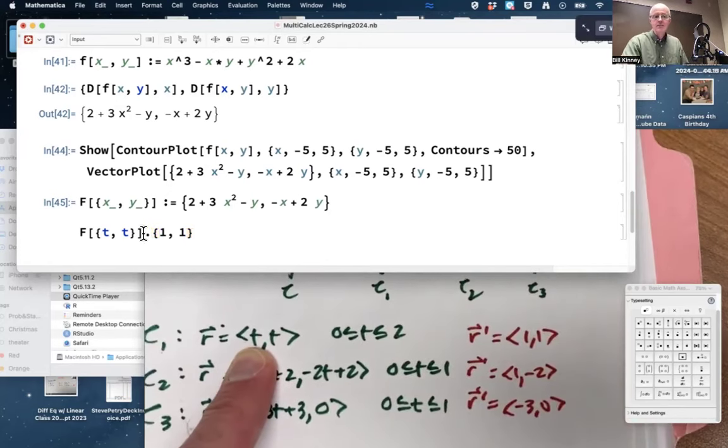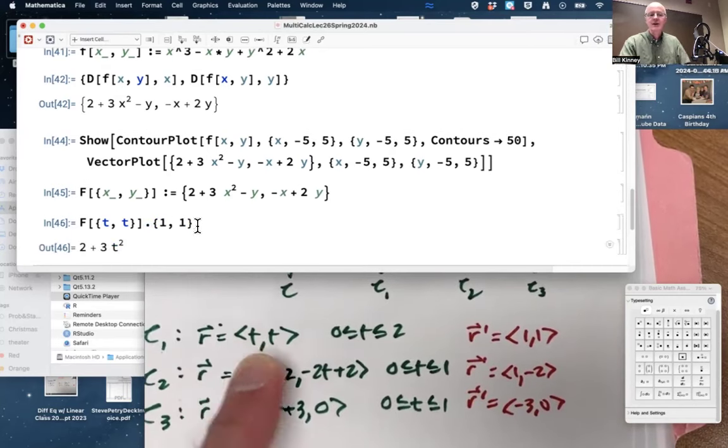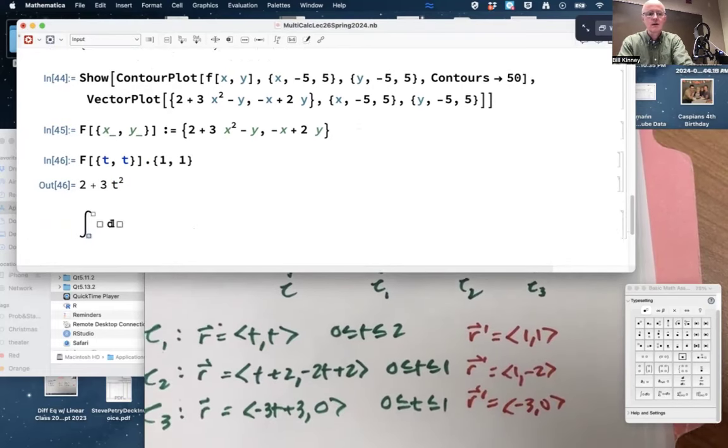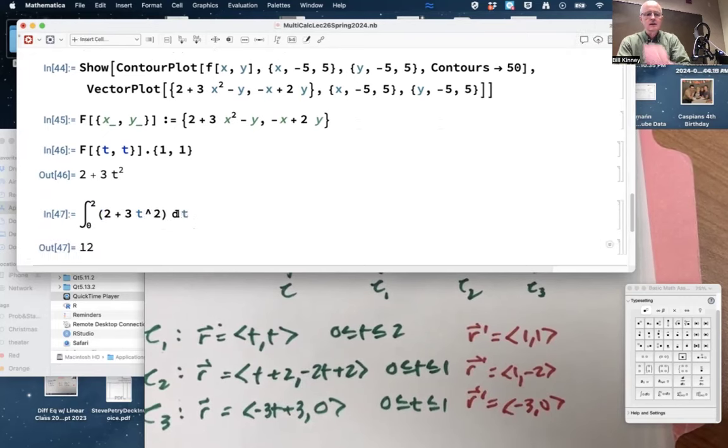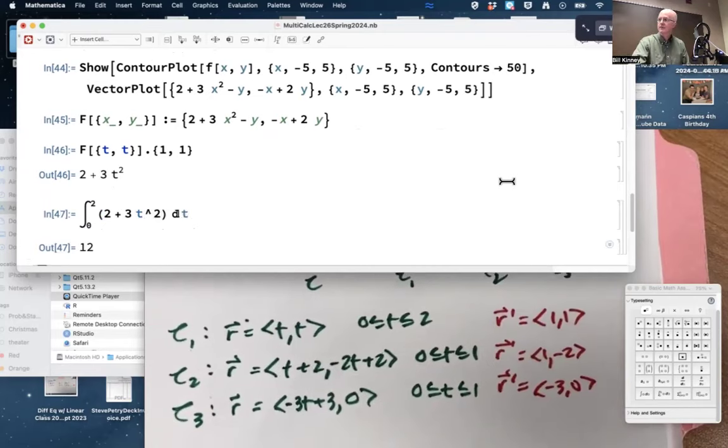Notice I did a dot product in Mathematica with a period. It's not a star. That's a dot product. I've mentioned that before, I believe. That's the function you integrate from 0 to 2. Fairly easy to do by hand. The integral over C1 equals 12.